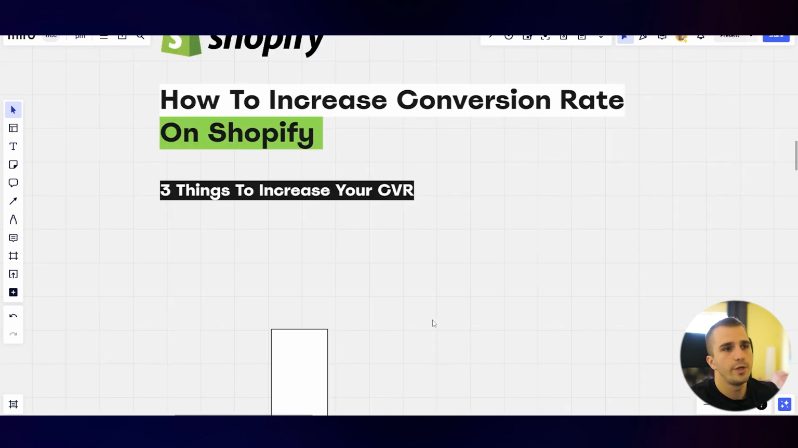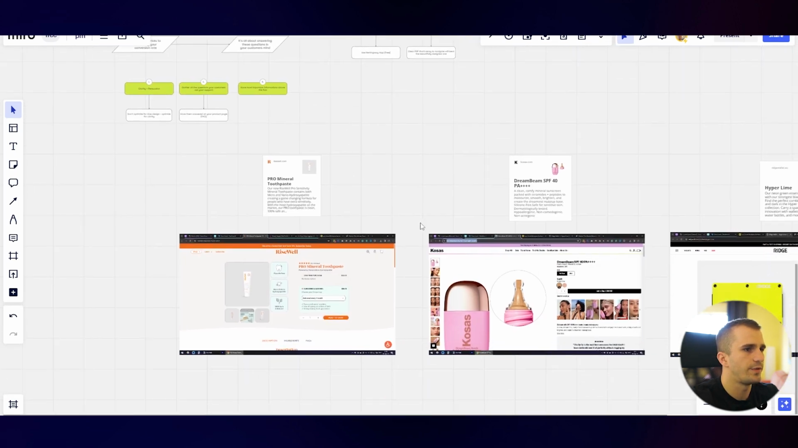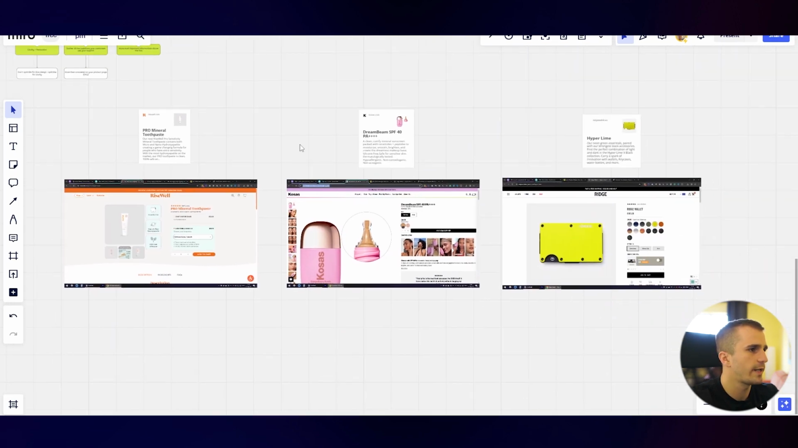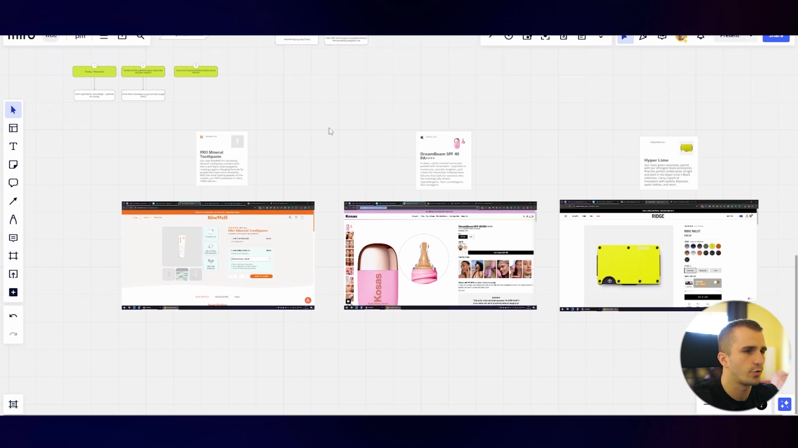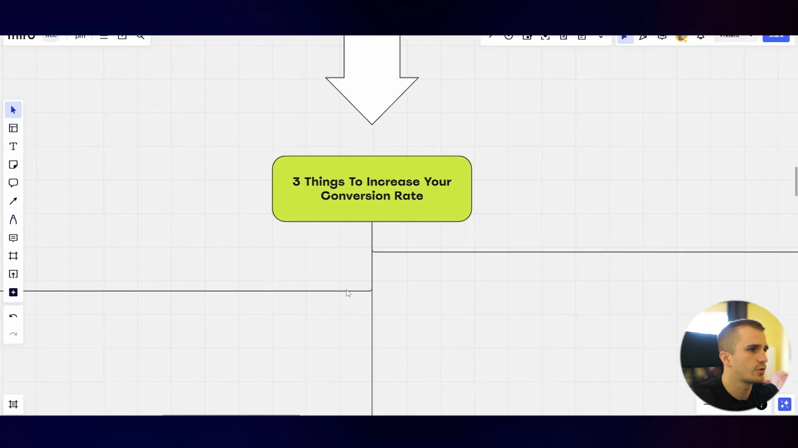We're going to cover three things that you can do to increase your conversion rate, and we're also going to cover some examples of great stores and how they have applied this to increase their conversion rate, so you can have inspiration when you're increasing the conversion rate of your Shopify store. So without further ado, let's get straight to it.